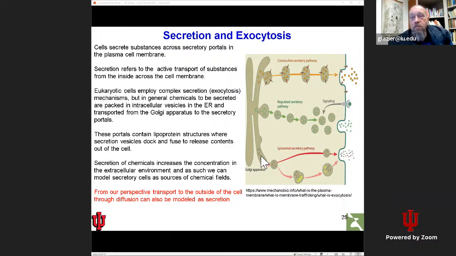And there are a number of these pathways. We're going to typically ignore all of the details of how secretion happens biologically. If we need it, we will begin to think about it. But in general, we will assume that molecules disappear from inside the cell and appear on the outside of the cell.